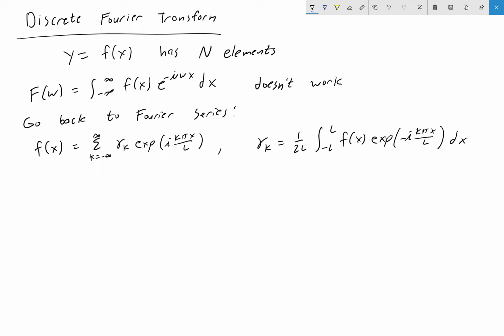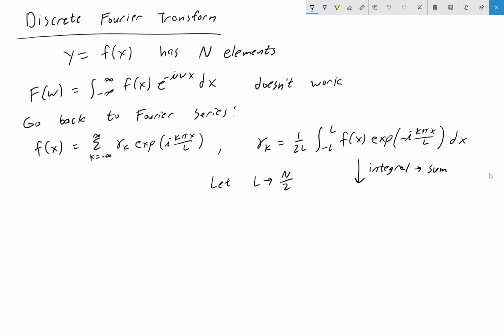Okay, so we're going to make some changes. If we think about what's going to happen here, we can't really integrate anymore if f of x is basically an array. So we're going to have to change the integration into a sum. In this regard, it's kind of like the opposite of how we derive the continuous version. So here we're going integral to sum. Also, we're going to let L here be half of our array's length. So the idea here is if we go from negative L to L, that's a complete period.